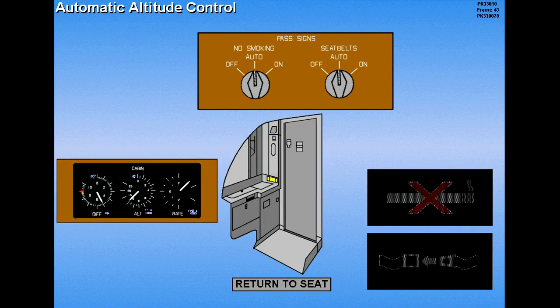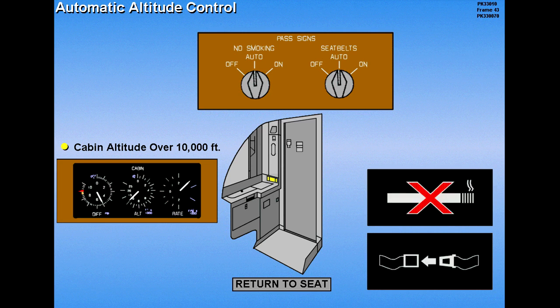If the no smoking and seatbelt selectors are in the auto position, a cabin altitude in excess of 10,000 feet automatically illuminates the no smoking, seatbelt, and return to seat signs. This happens regardless of switch positions. At a cabin altitude of 14,000 feet, the return to seat signs are inhibited.